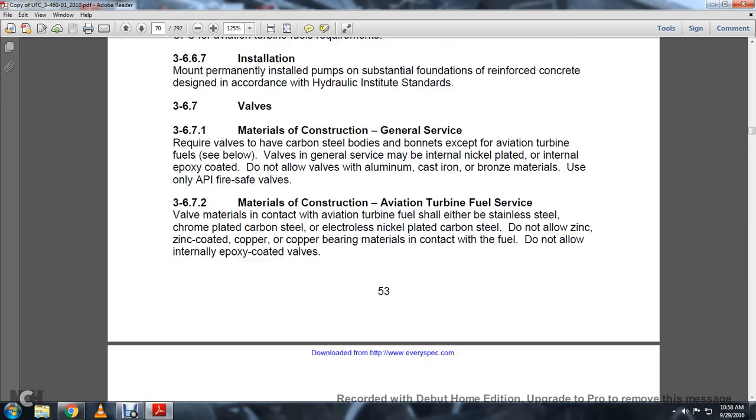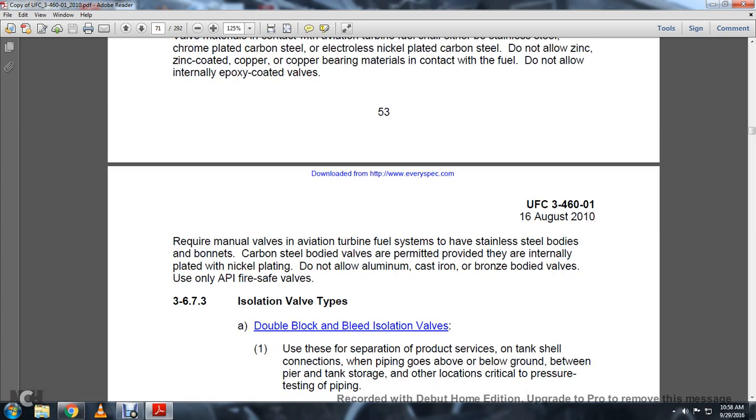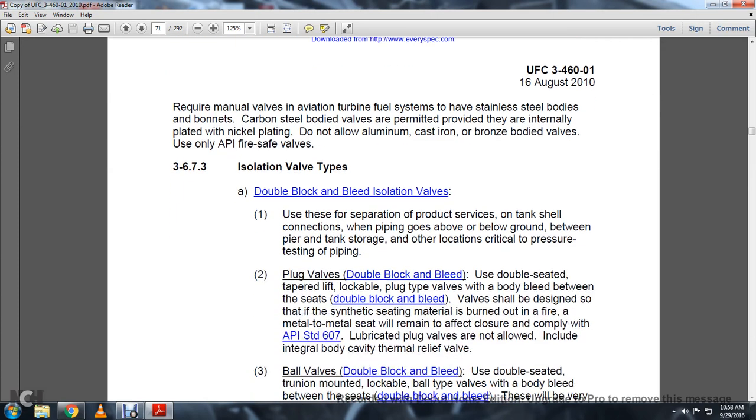Do not allow internal epoxy coated valves. Require manual valves for aviation turbine fuels that have stainless steel bodies and bonnets. Carbon steel bodies are permitted if internally plated with nickel plating. Do not allow aluminum, cast iron, or bronze body valves. Use API fire safe valves.